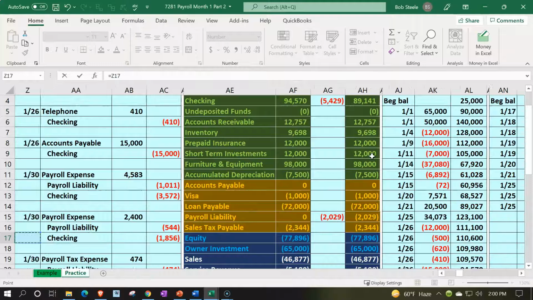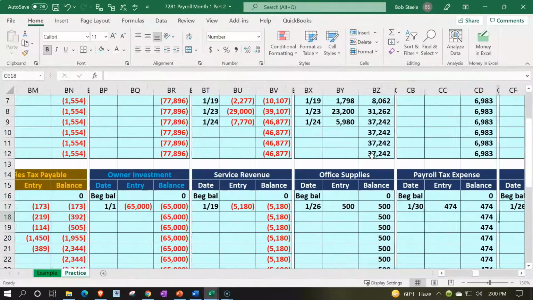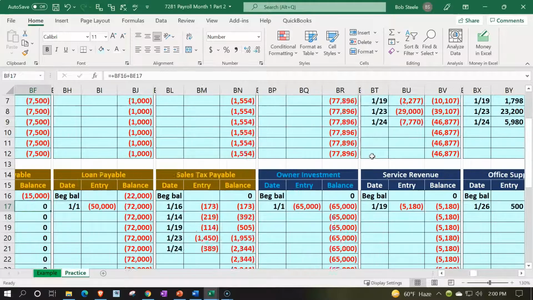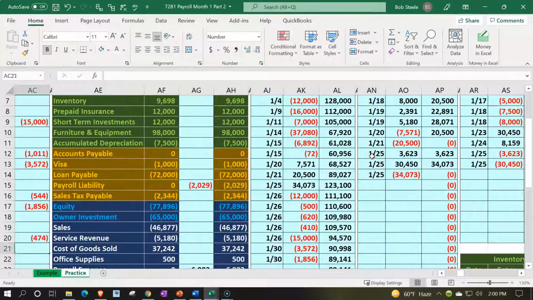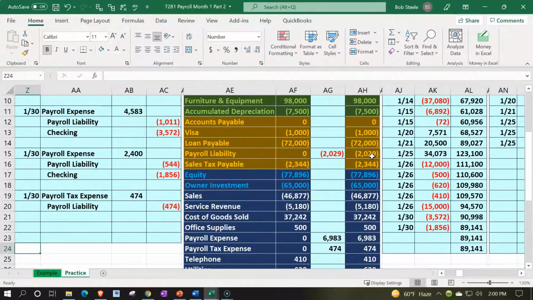Let's try it again. Por favor. Do it right this time. 474. Okay, that should match what's on the trial balance. So there we got it. See? No problem. And then we're on the payroll liability.